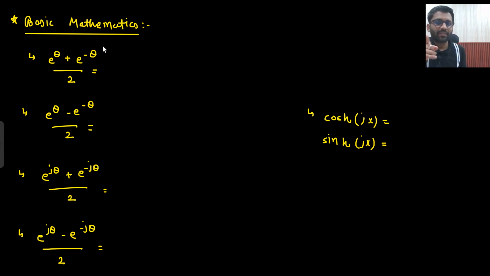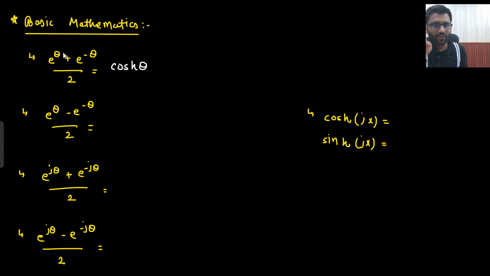So e to the power theta plus e to the power minus theta by 2, that is known as cos hyperbolic theta. Even in engineering mathematics, we don't study hyperbolic functions, but here sometimes they will be used. It will not be asked in the examination, but somewhere it will be used. So you should not get confused about how I wrote it.